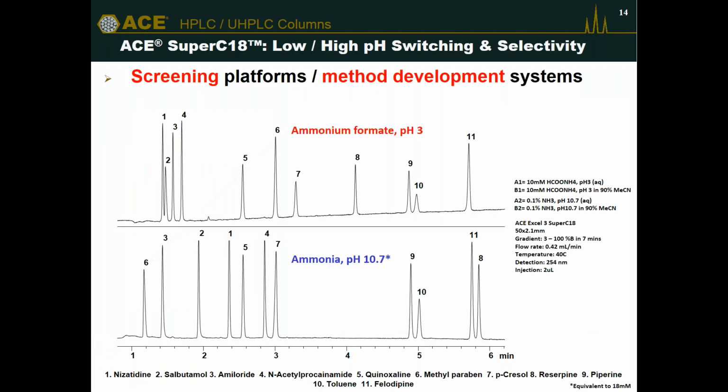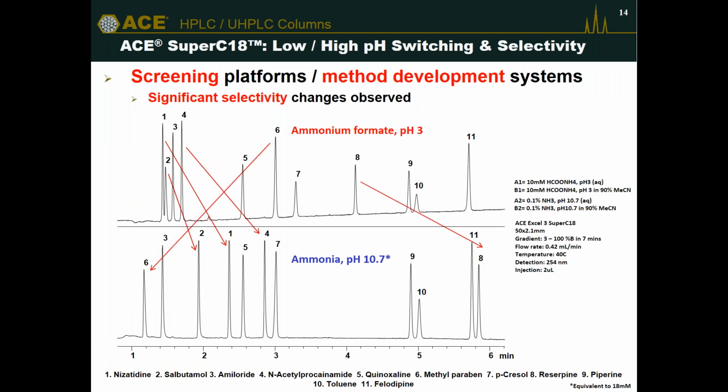How do people use these different types of super C18 columns or extended pH stable columns? Well, this is one example here where we have 11 components separated at low pH using ammonium formate. And then we can switch on the same column to high pH using ammonium hydroxide at pH 10.7. And you can see we get a different elution order and a very different selectivity for the separation.